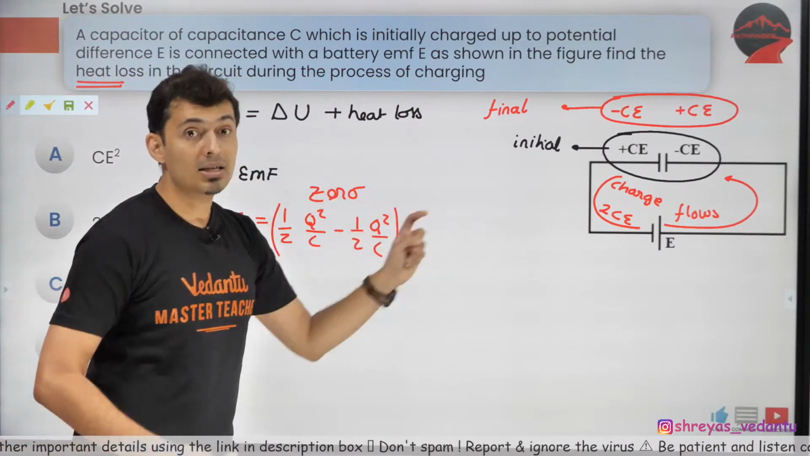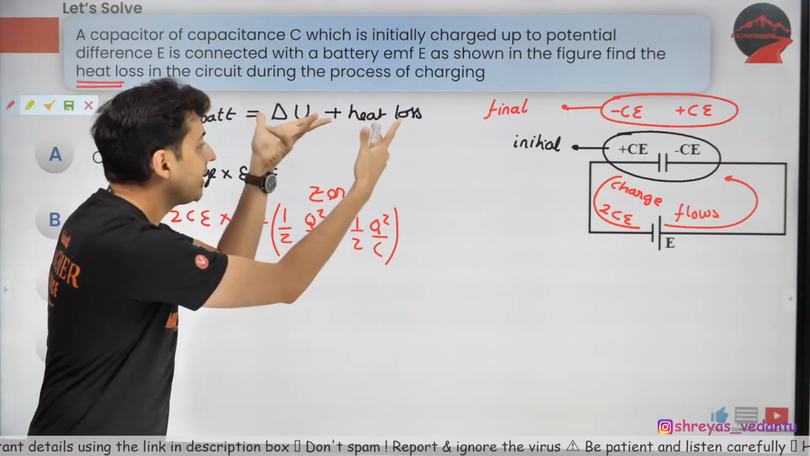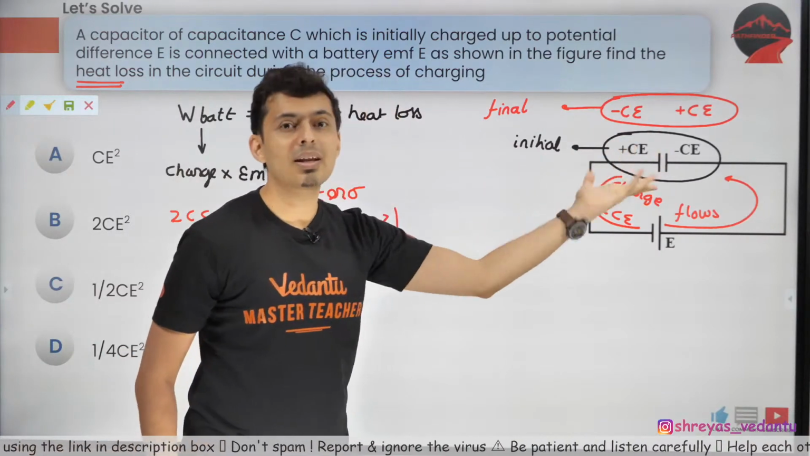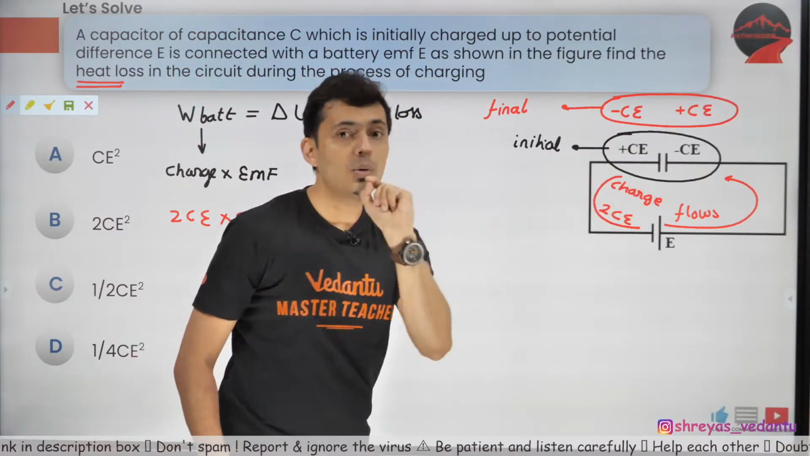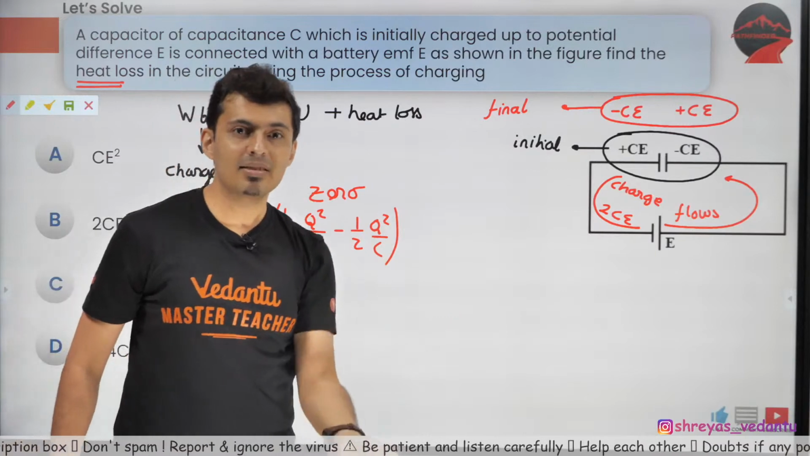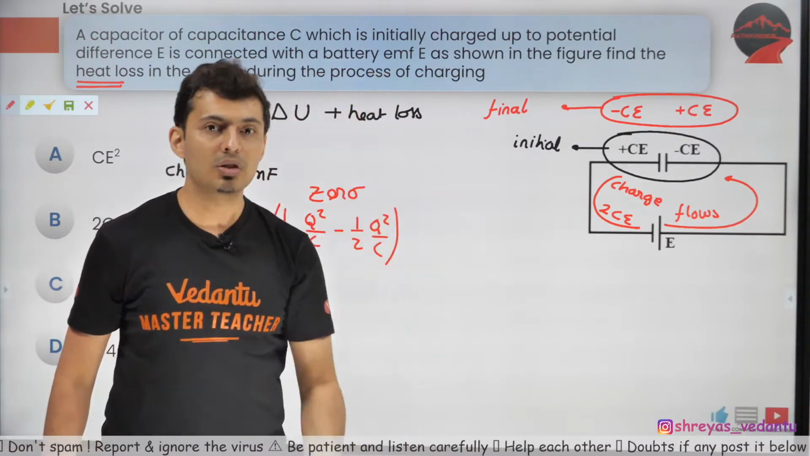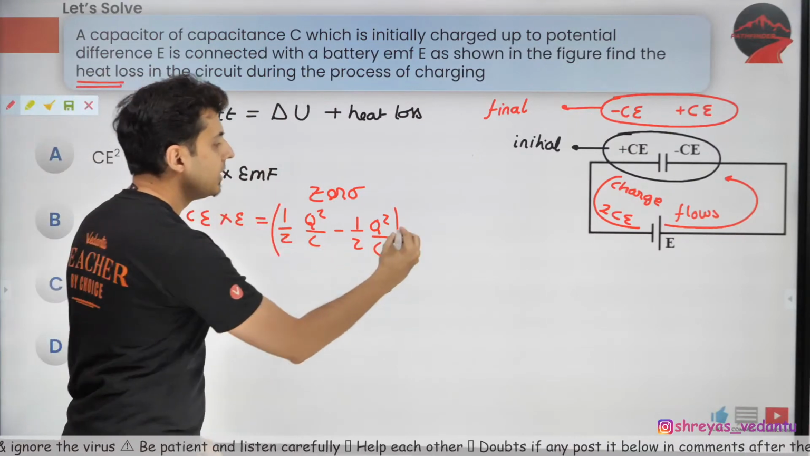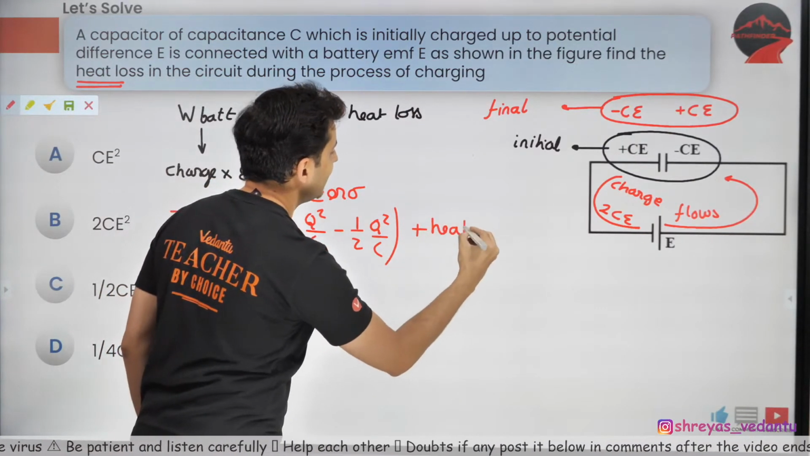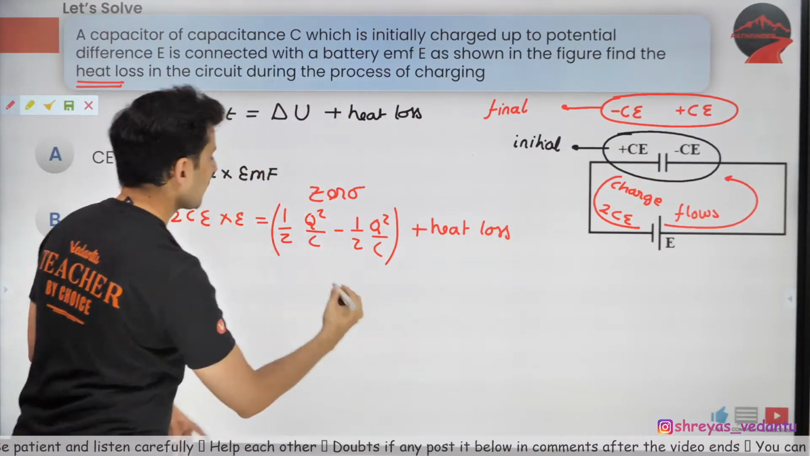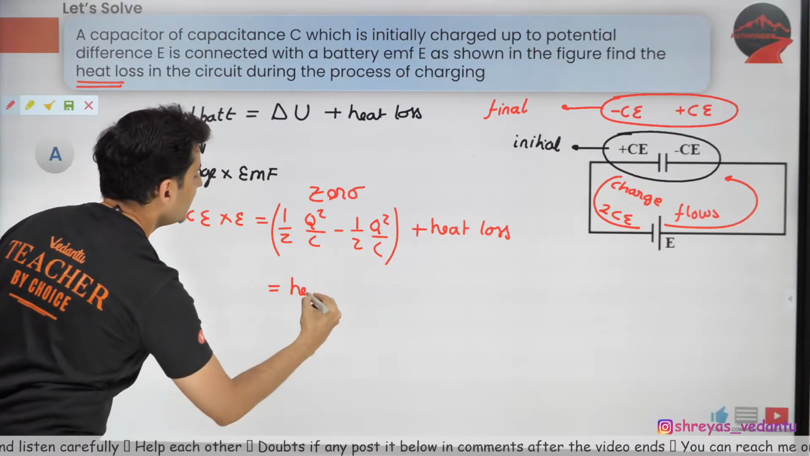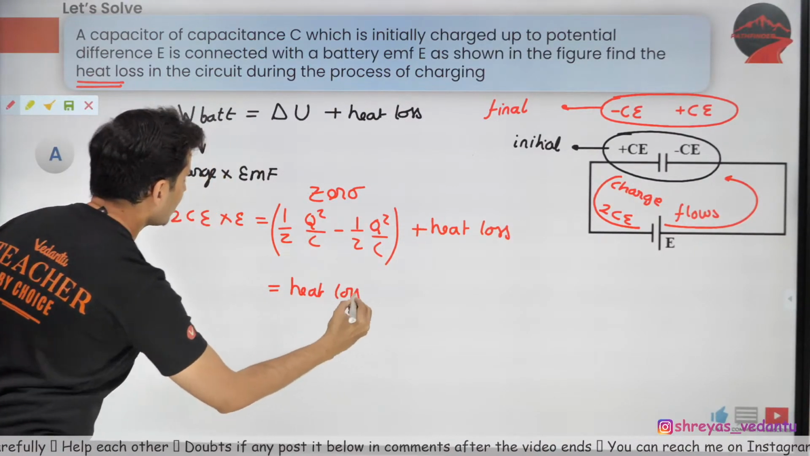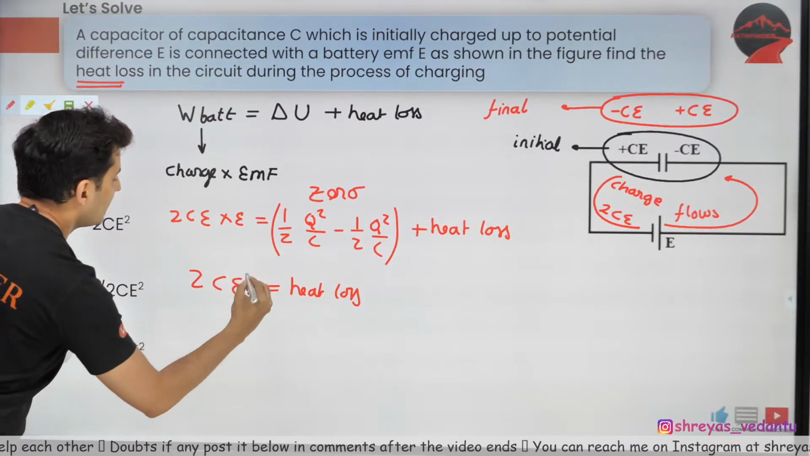Because for the final charge, anyways the charge is squared, so whether it is positive or negative really doesn't matter. The magnitude of the charge is the same. Minus Q square is also Q square, Q square is also Q square. So it really doesn't matter. Delta U is 0. So therefore I have just heat loss over here. This is 0. Therefore the heat loss is nothing but 2CE square.